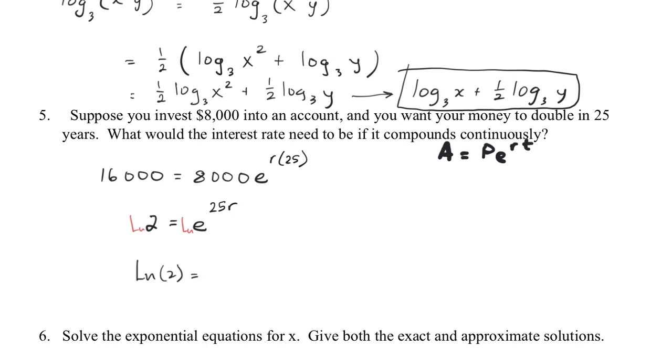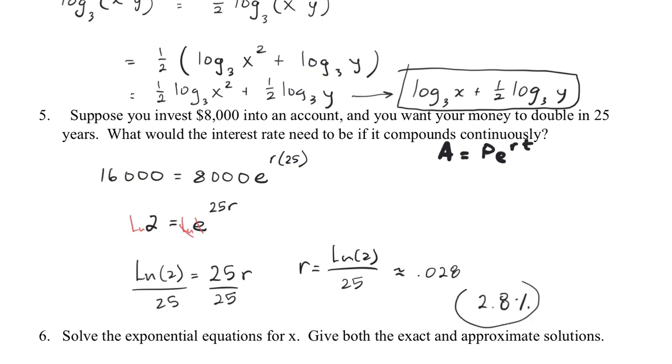So that's the natural log of 2. Remember, the natural log and the E cancel each other out. So this is 25R divided by 25. So the interest rate is natural log of 2 divided by 25. And that's approximately 0.028. So the interest rate is about 2.8%.